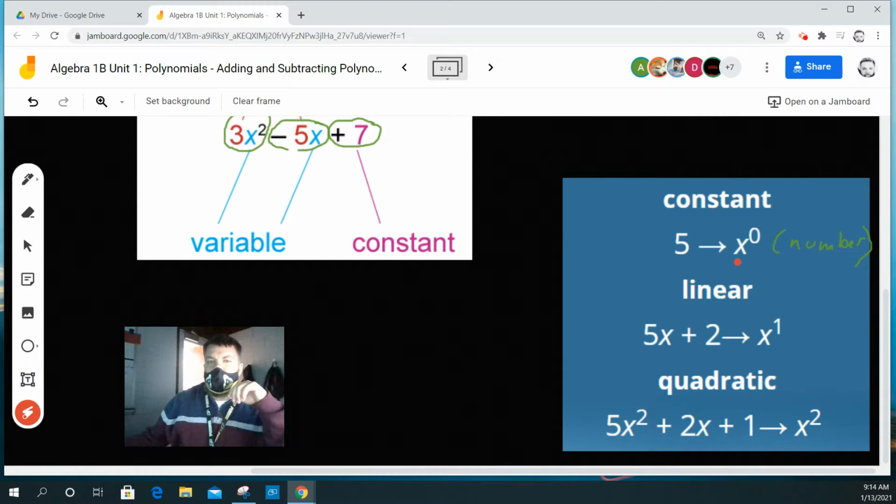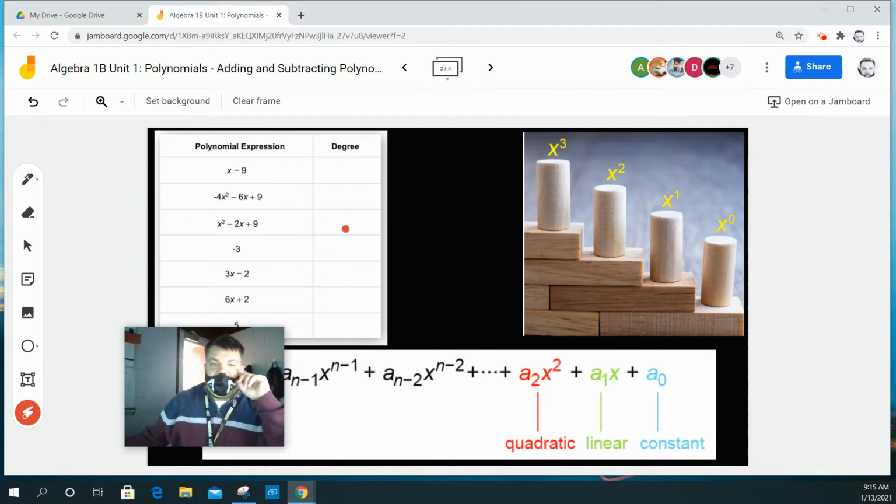So just real quick before we move on to the next thing, just remember that a constant is x raised to the 0 power, linear is x raised to the first power, quadratic is x raised to the second power. Also, I want you to know the structure of this. See how that's written? We have second power, first power, constant. Okay? Moving on to the next slide.